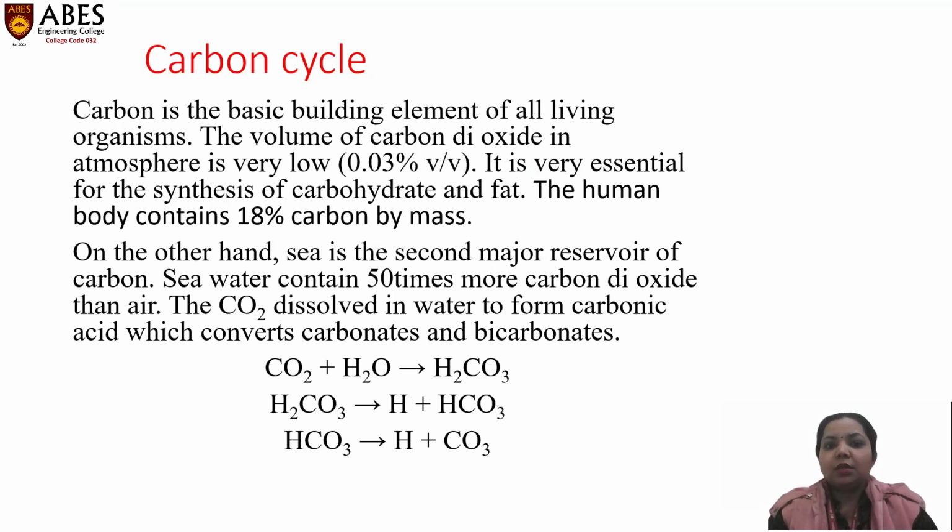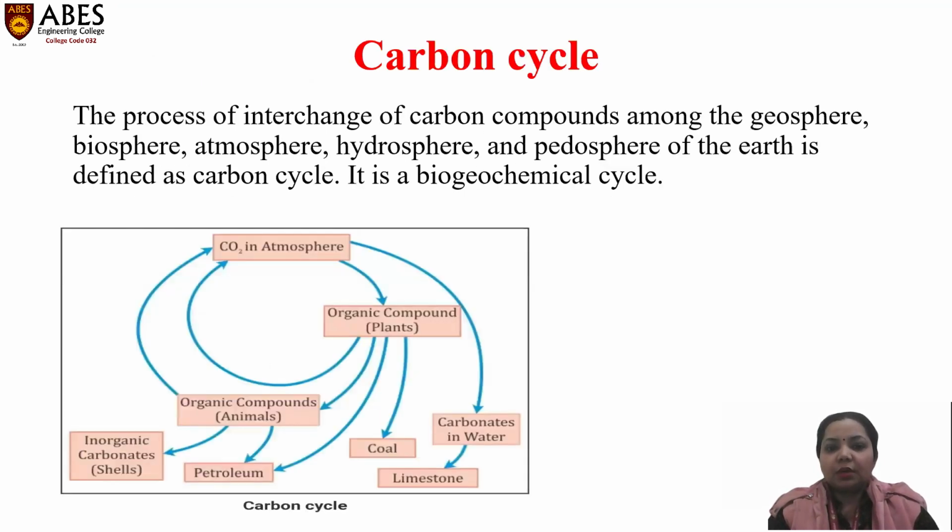That is only 0.3%. So it is very essential for us to maintain this carbon cycle. There are following steps to regulate this carbon cycle in environment. First one is photosynthesis. The first step is photosynthesis.